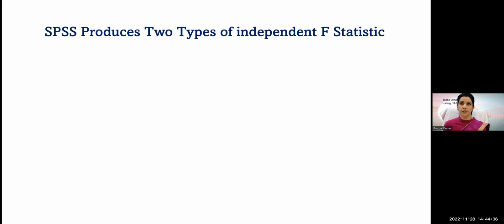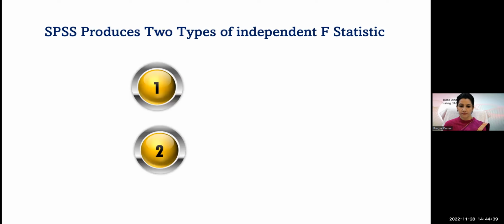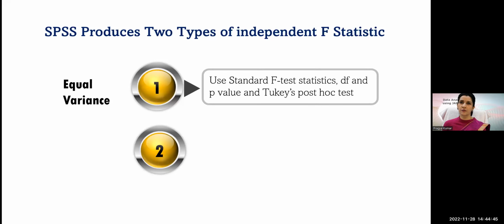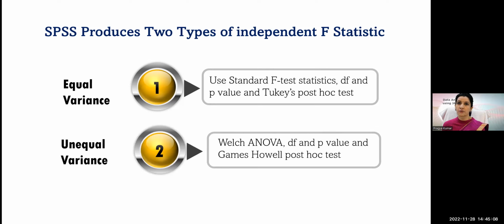So it produces two types of independent F statistics. The first is equal variances assumed. This is the same in SPSS and Jamovi. That's why by mistake SPSS is written. We are sorry for that. Every time I say that and I forget to change this. Then we use the standard F statistic, degrees of freedom, p-value, and Tukey's post hoc test. If equal variances are not assumed, then we take the value of Welch ANOVA, its degrees of freedom, p-value, and in that case, we take the Games-Howell post hoc test.